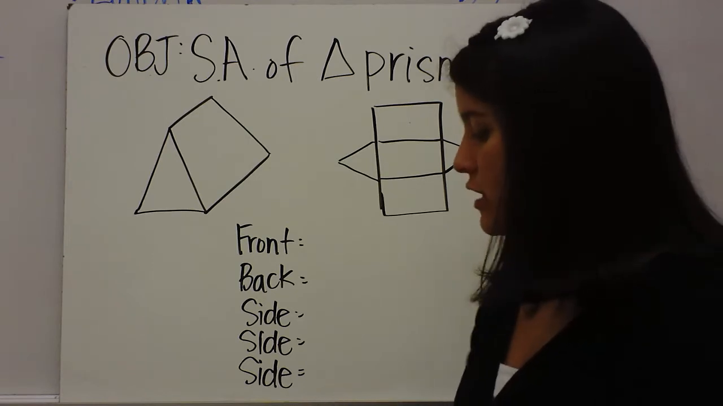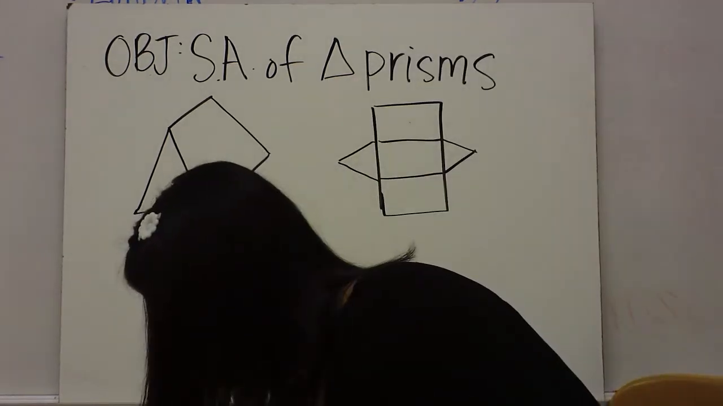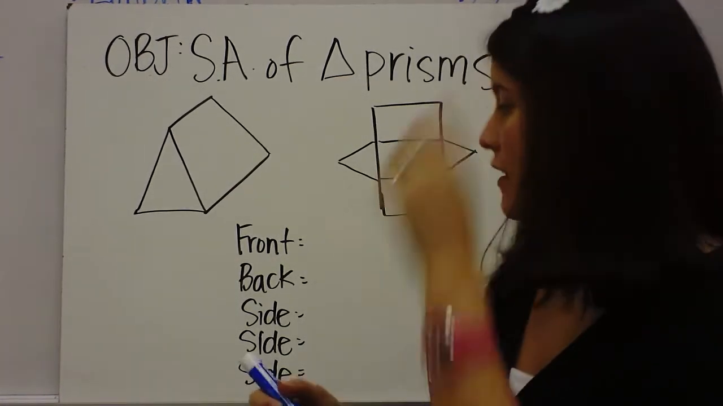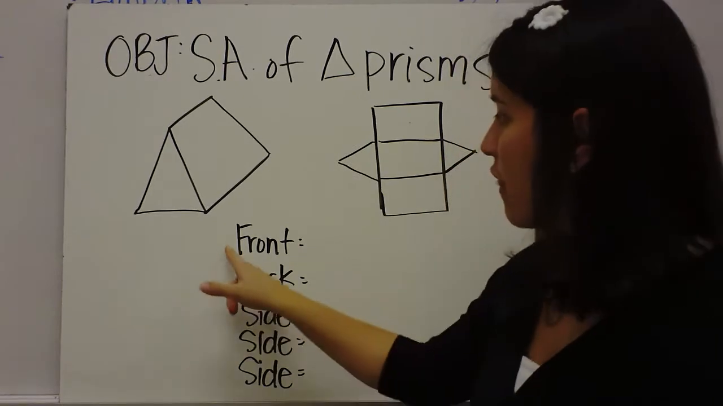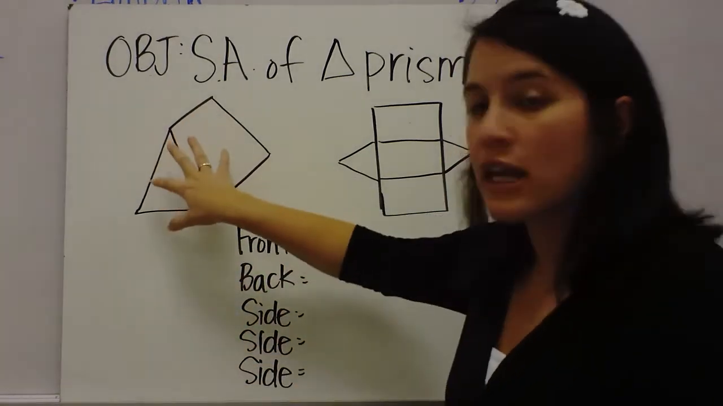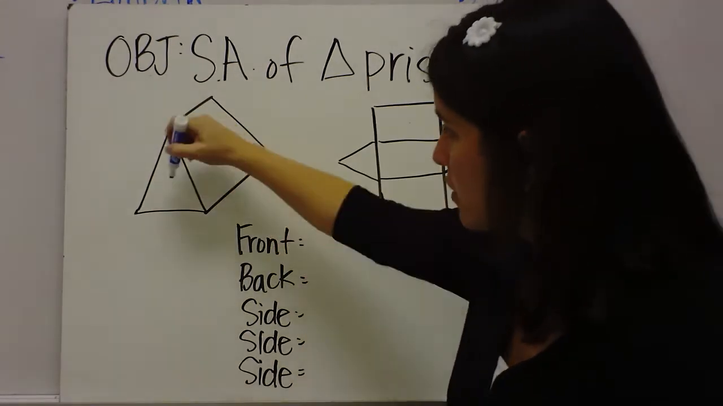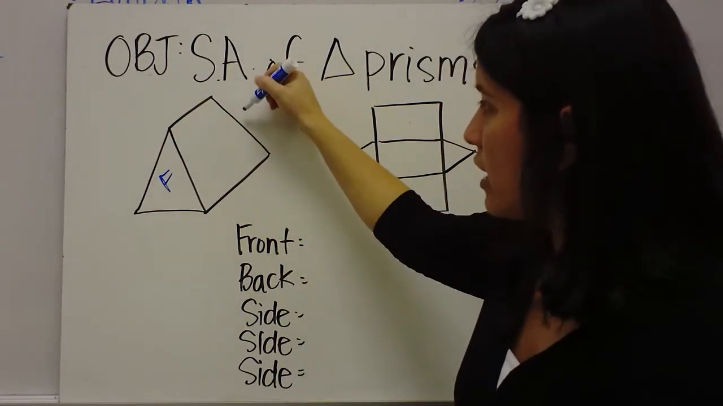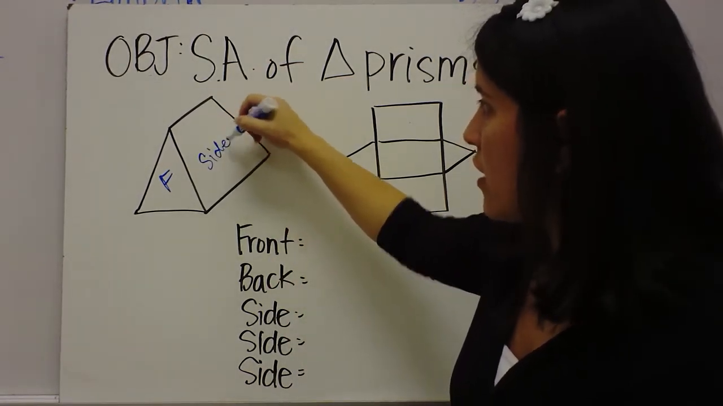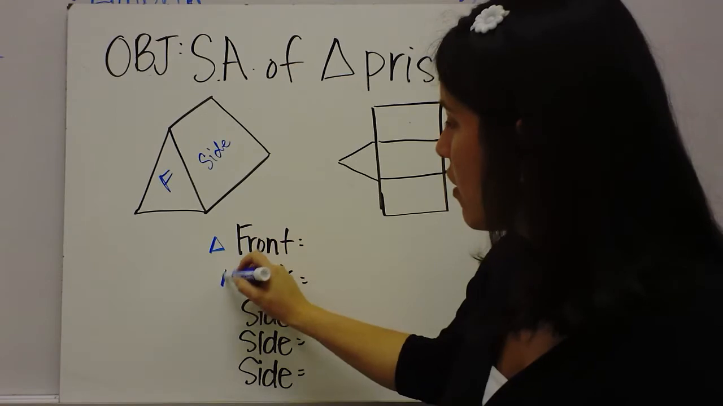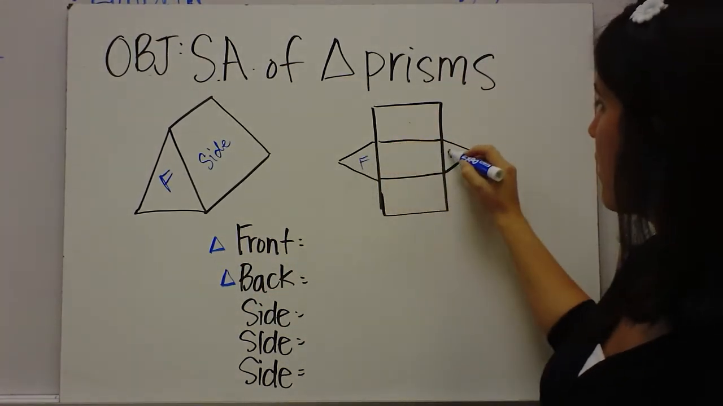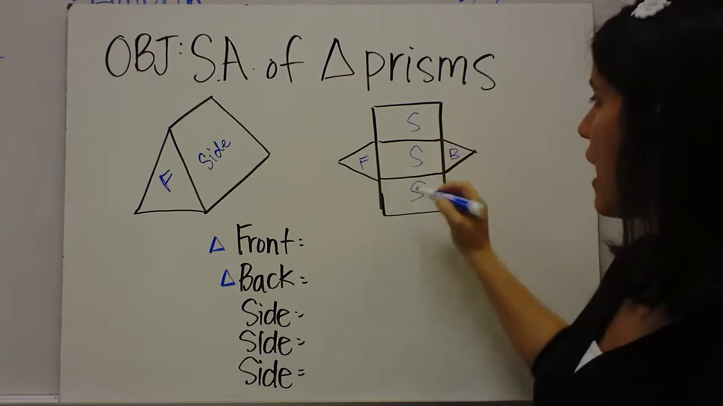You have to find the area of all the surfaces, all the sides. So I've broken it down into 5 parts. The front and the back, and then the 3 sides. So if your picture looks like this, this would be the front, and then the back would be back here, and you have the 3 sides, and this would be a side. So the front and the back are your 2 triangles. So over here you have the front and the back, and then you have 3 sides.